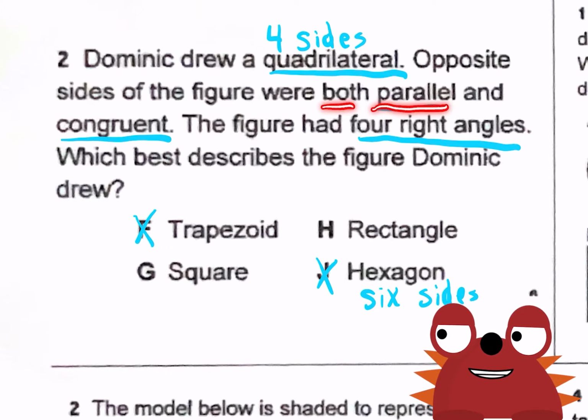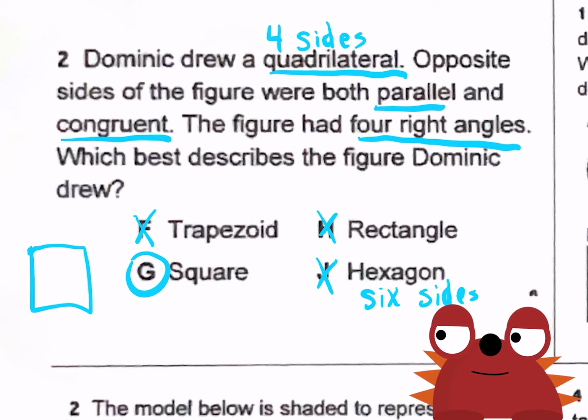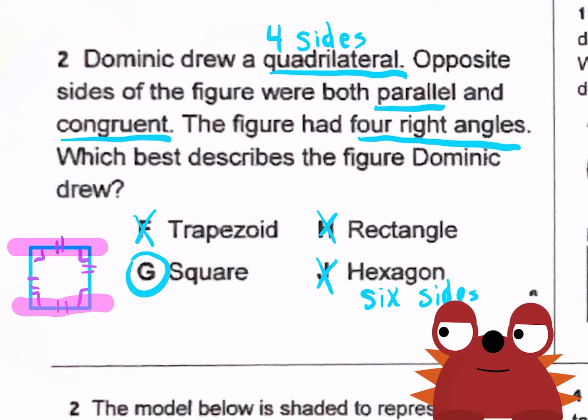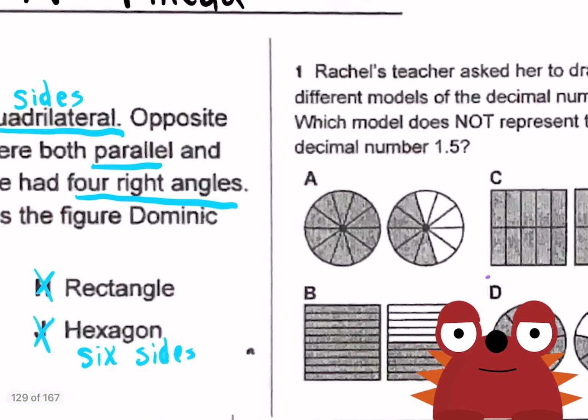Here it says that both sides are congruent and parallel. So that means that the answer has to be a square. If you drew a square, you would see that it has 4 right angles, definitely 4 sides, and all the sides are congruent and parallel. Here you have 1 pair of parallel sides, and here you have another pair of parallel sides. So the answer is G for square. Let's go ahead and go to this one.